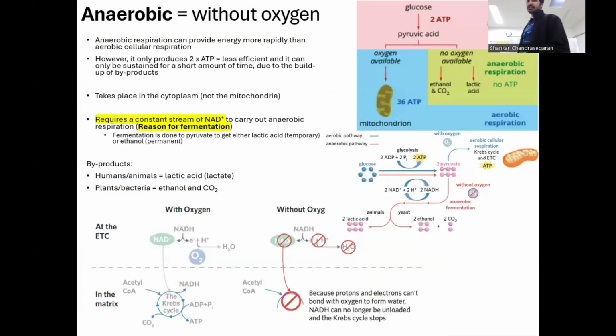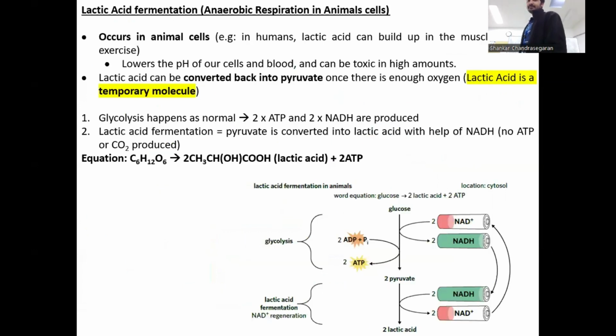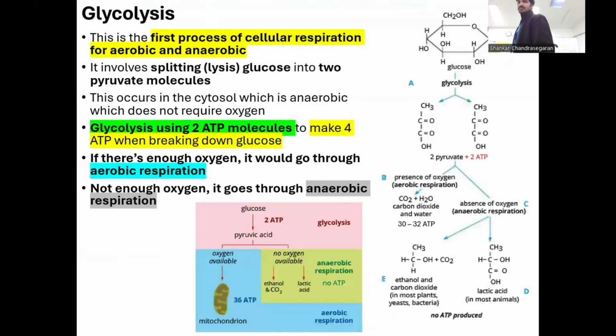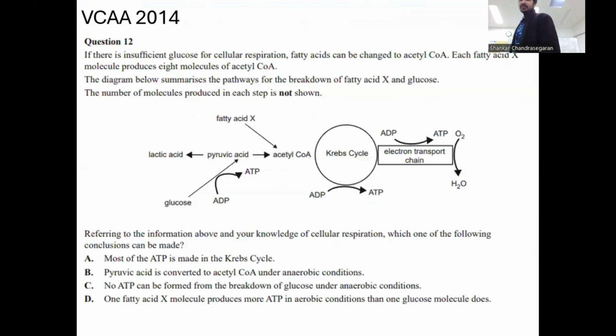What other things can be a focus? For this topic, just knowing that ethanol is produced by yeast cells and plant cells, and lactic acid is made by animal cells. Lactic acid is converted back into glucose in the liver, whereas ethanol is just removed from the cell altogether. Both of them don't require oxygen, which is why it's anaerobic. And they both make 2 ATP, and that ATP specifically comes from glycolysis. Just a summary.